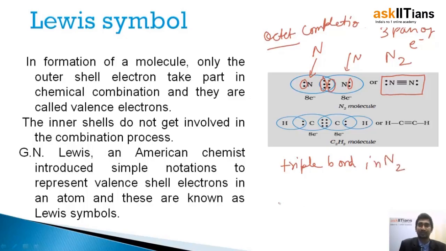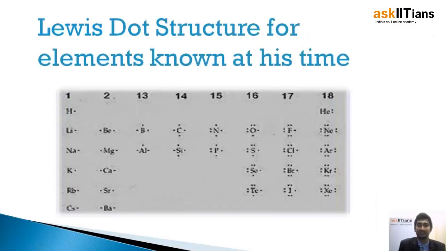So this was his approach, that in order to complete the octet, every atom shares or adjusts its electrons in such a way as to complete its octet. You can see it here in C2H2 also. And these are the Lewis dot structures for the elements known at that time.